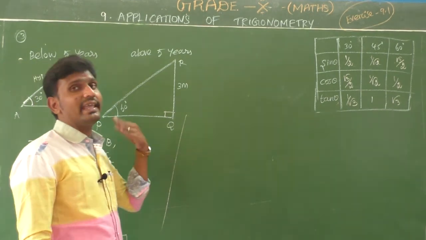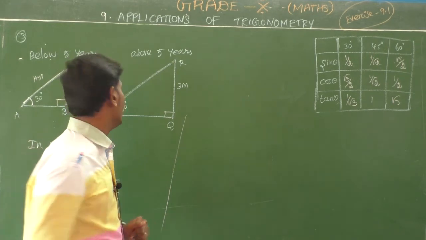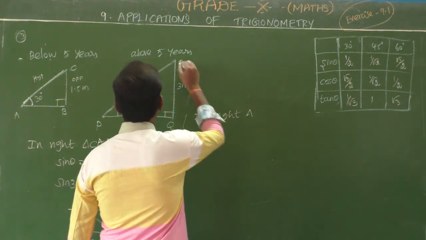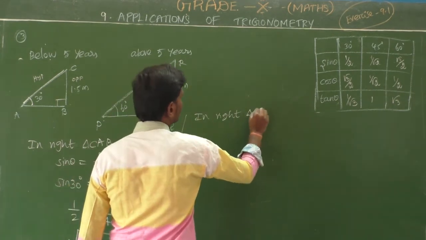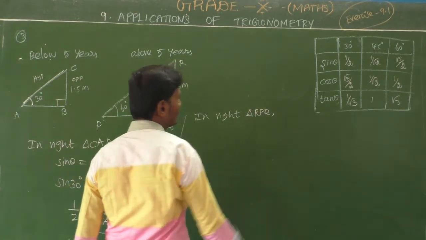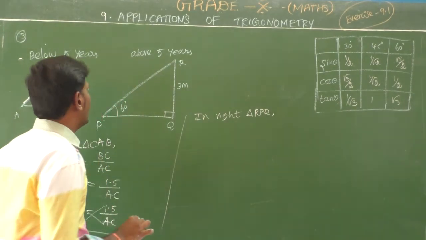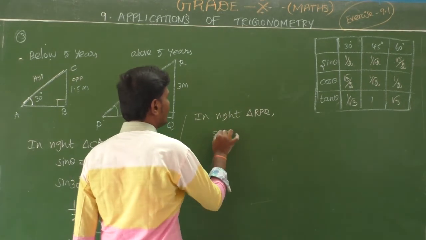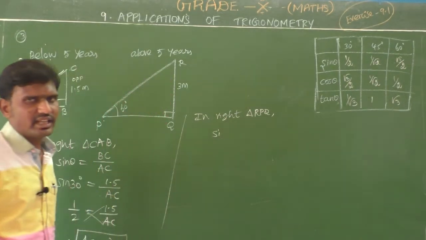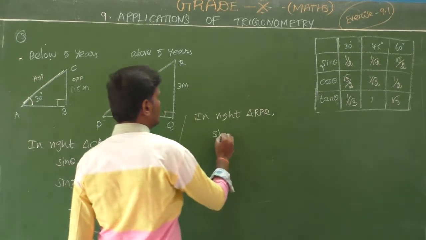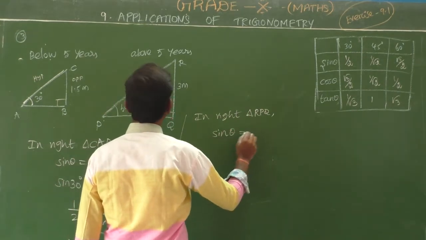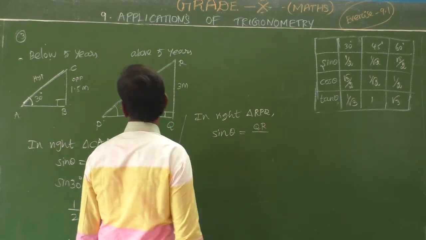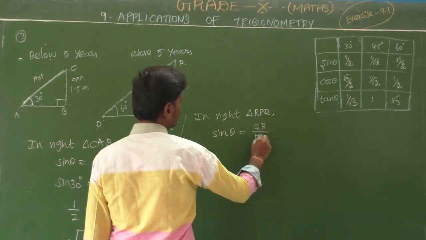Now I am going to take the slide for elder children, above 5 years. So in right triangle RPQ, I am going to take the same thing, sin theta. Sin theta or cos theta, it is your wish. Sin theta only, correct. So sin theta is equal to the opposite side QR divided by the hypotenuse PR.